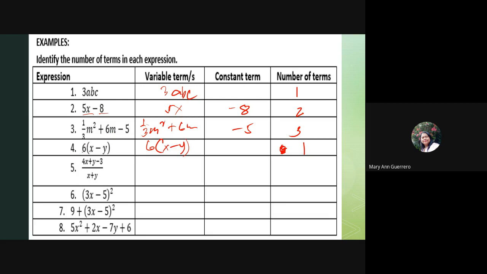So it's a product of constant and variable. Now, this one is one term. Okay, naka-all over kasi siya. So it is considered as a quotient. Okay. Product or quotient, constant and variable or combination, one term lang siya. Okay? So this is just one term, variable term. So that is one term.